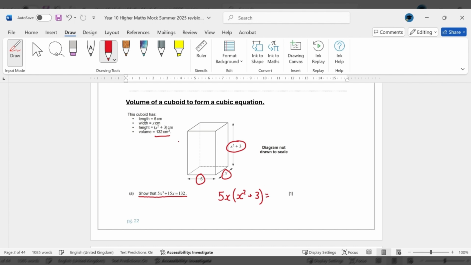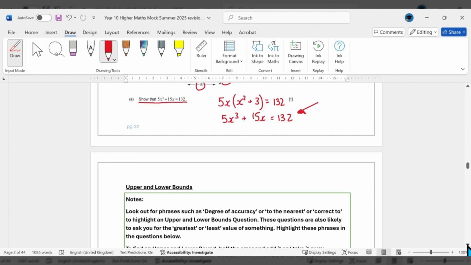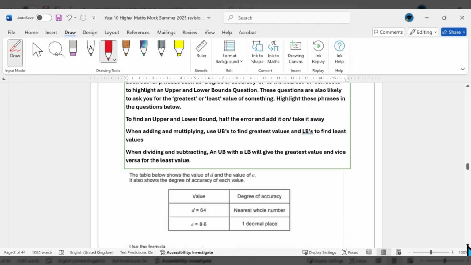But I'm also told that the volume is 132. I would have thought that's enough for 1 mark. But all you've got to show then is that if you expanded that, if you times both those things in the bracket by 5x, you get that. Boom. This is a nice opportunity then to, I'm wondering, will they ask you to solve that with trial and improvement? Maybe. Upper and lower bounds.